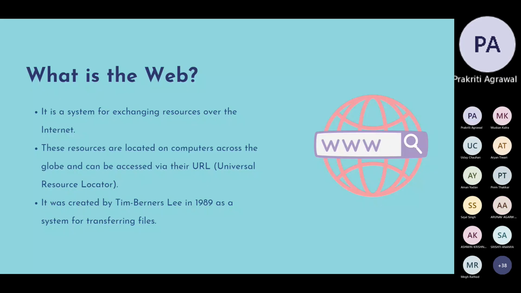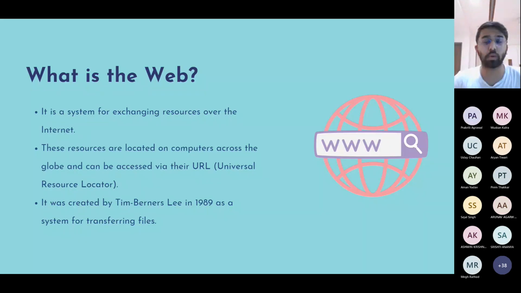It might be an HTML document, it might be a picture or a video. And these resources are located on computers across the globe. Any page you are accessing right now may be located in the US or the UK or, as a matter of fact, anywhere. And they can be accessed via their URL. So it's basically the address for that particular resource.